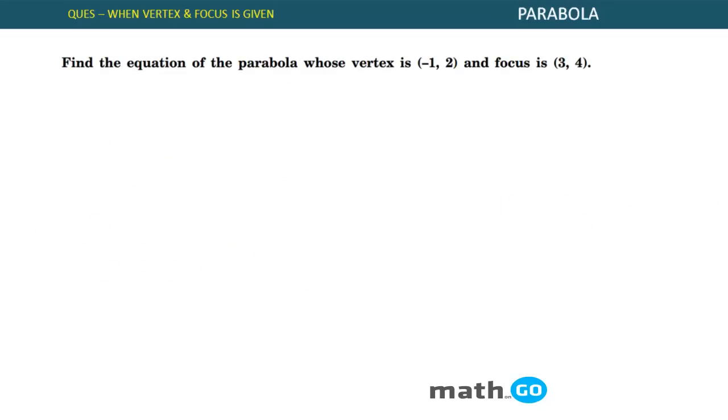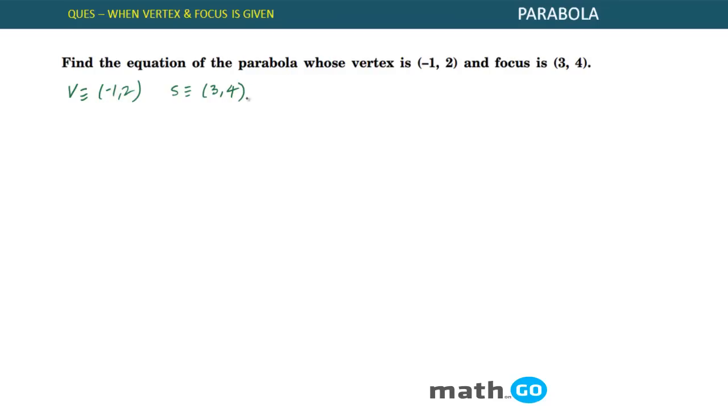So now let us take another question when the vertex and focus is also again given. So now here the vertex given to you is minus 1 comma 2 and the focus that is given to you is now 3 comma 4, right? But the problem is now they do not lie either on x-axis or y-axis.